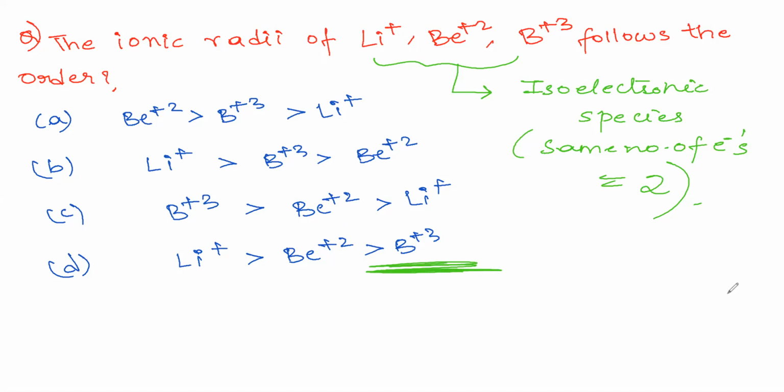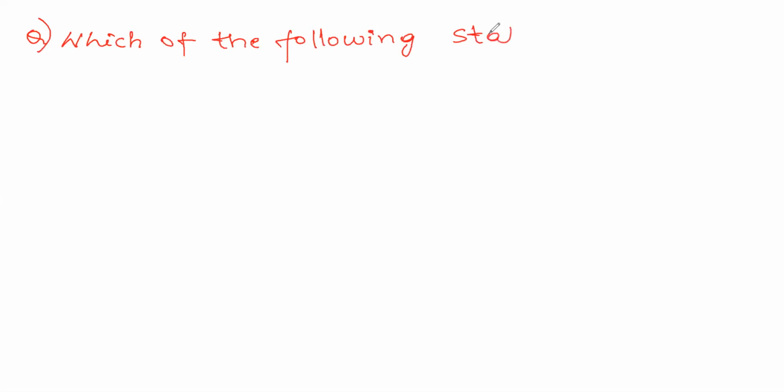So I hope it is clear. For isoelectronic species, the one with the lower group number has the larger ionic radius. Next question. Which of the following statements is incorrect?